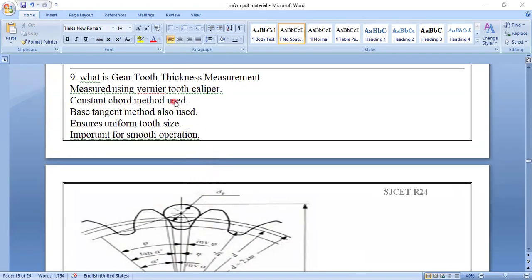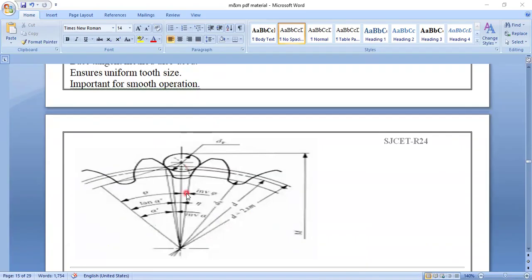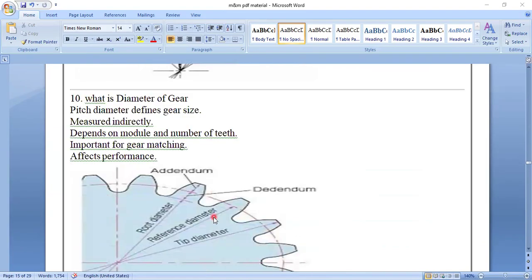This is measured using a gear tooth vernier caliper. So we are using vernier calipers here to measure this. The method used is the constant chord method. This is the constant chord method, and a base tangent method is also used, which ensures uniform tooth thickness. You have to see that thickness is uniform everywhere, which is important for smooth operation. Thickness should be the same along all the teeth. Otherwise, it will be a problem in the transmission of power.